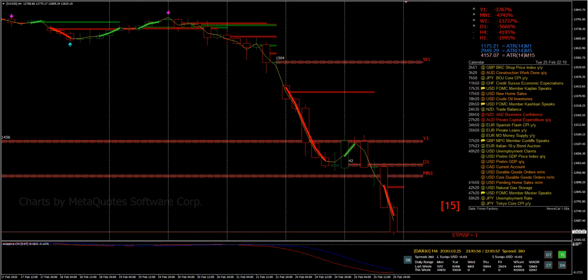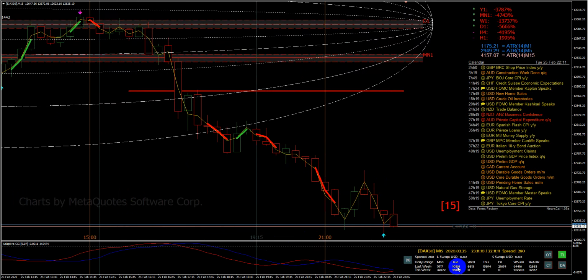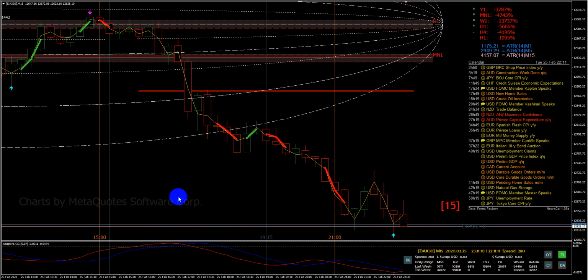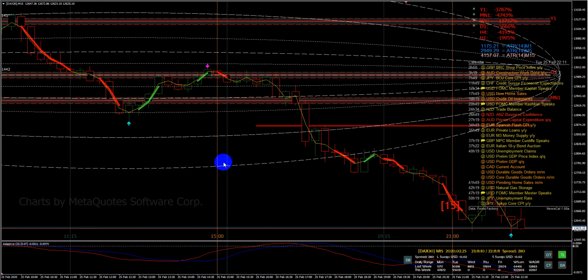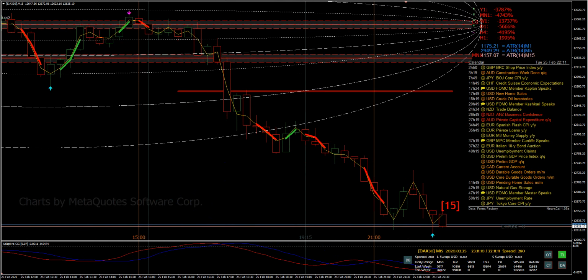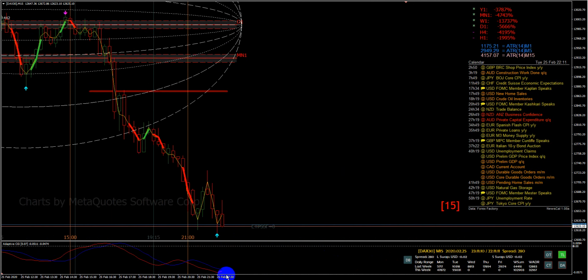And then what was the right way to go? Well, because we actually don't know how the price is going to behave, because the price always has three options. It can go up, it can go down, it can go sideways, right?